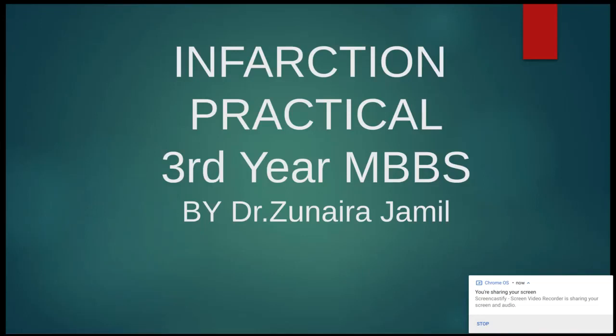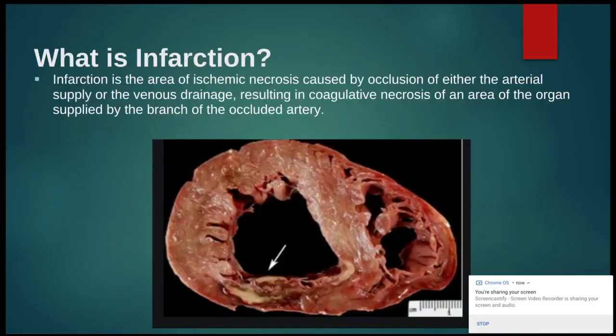Topic of general pathology practical is infarction. First of all, what is infarction? Infarction is the area of ischemic necrosis which is caused by occlusion of either the arterial supply or the venous drainage. It results in coagulative necrosis of the organ supplied by the branches of the occluded artery. Here you can see this is the infarct which is in heart muscles.